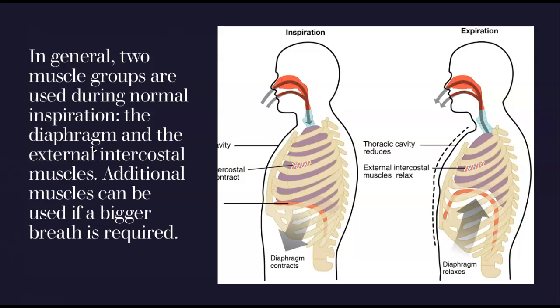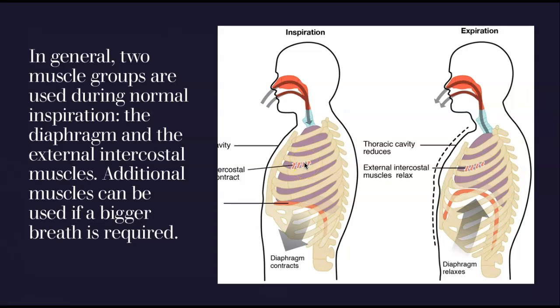What you see is that in general, 2 muscle groups are used during inspiration and expiration: the diaphragm and the external intercostal muscles. And then if we take larger breaths, additional muscles will be used. Basically, when the diaphragm contracts, this is on the left side here, it moves inferiorly towards the abdominal cavity. You can see it's moving down here, and that creates a larger thoracic cavity, which gives basically more space for your lungs, okay?